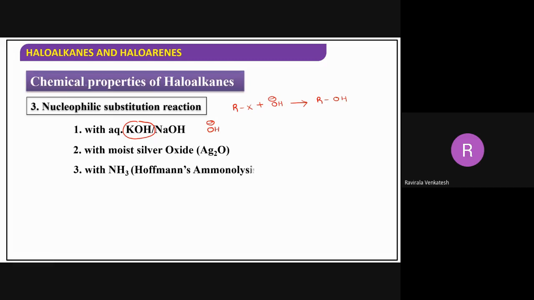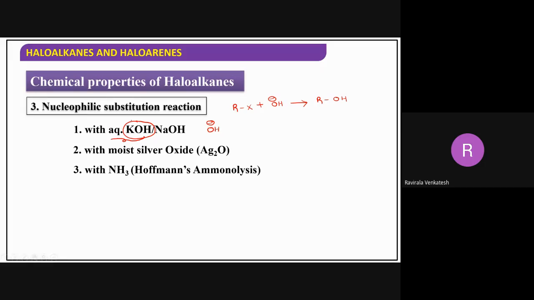I take aqueous KOH. In yesterday's class, I had taken alcoholic KOH. Alcoholic KOH is for alpha beta elimination, whereas aqueous KOH is for nucleophilic substitution reaction, right? So what is the difference between aqueous KOH and alcoholic KOH?